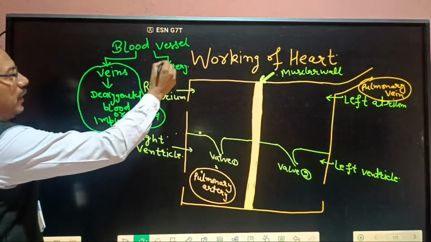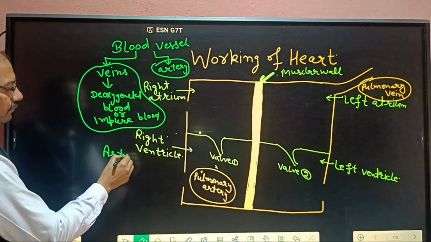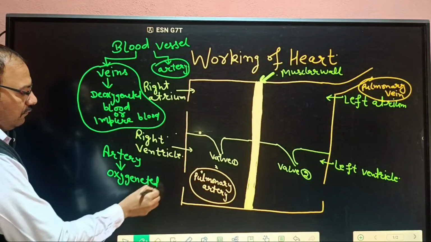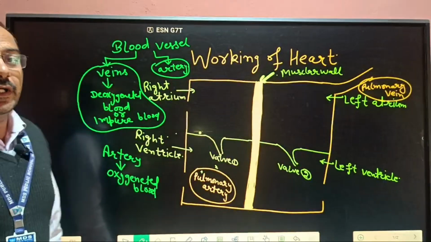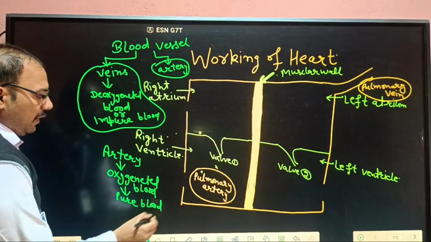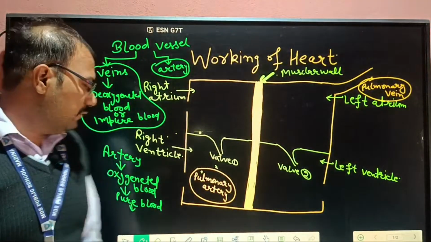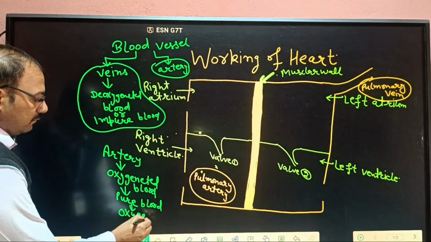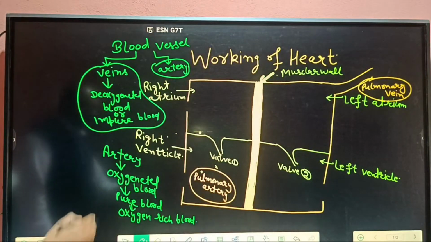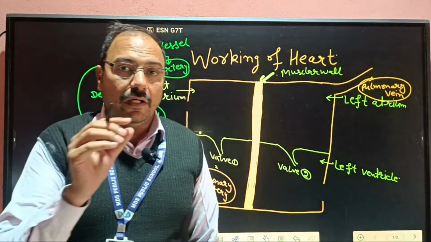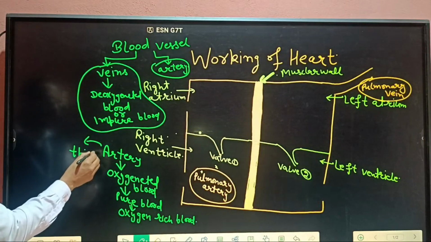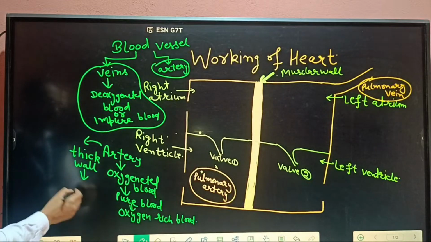And second, this is the artery. So here we write artery. They contain oxygenated blood, that is pure blood, also known as oxygen-rich blood. Basically, arteries are made of a thick wall, and they are highly elastic.